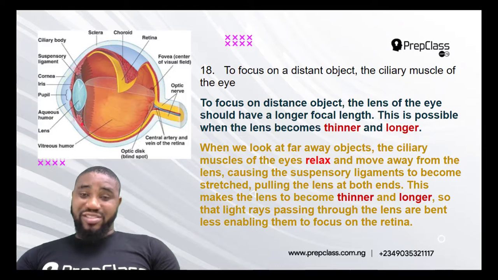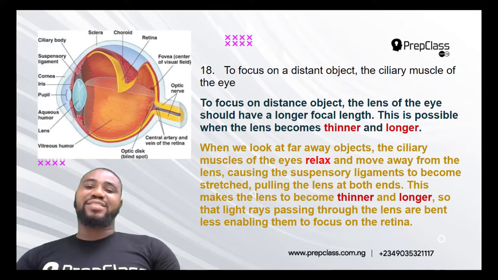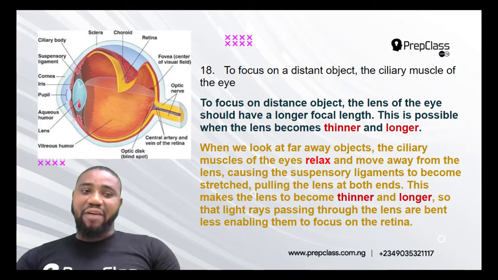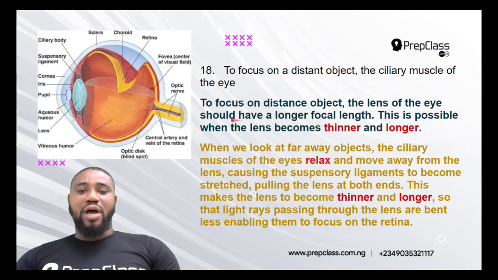Depending, when it contracts, the suspensory ligament becomes loose. When it relaxes, the suspensory ligaments become stretched. So that can now affect the focal length. And as I said, to focus on a distant object, the lens of the eye should have a longer focal length. This is possible when the lens becomes thinner and longer.